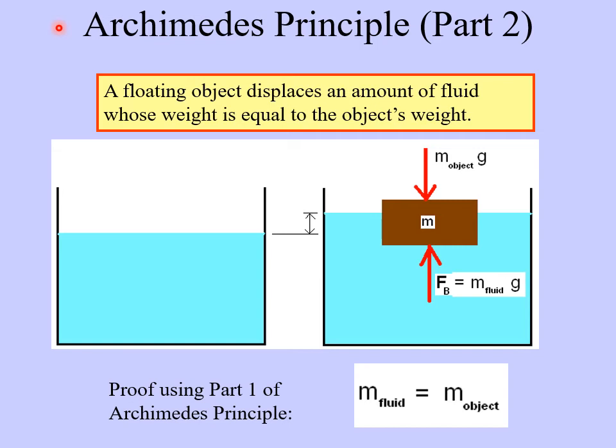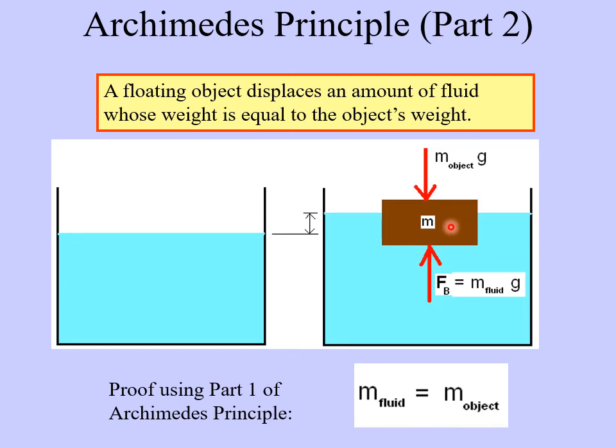There's a second part of Archimedes' principle that is basically a derivative of part 1, and this says that a floating object displaces an amount of fluid whose weight is equal to the object's weight. So if we take our bucket of water here and let's say we float a block of wood here, this is something that doesn't sink. It floats on top of the water.